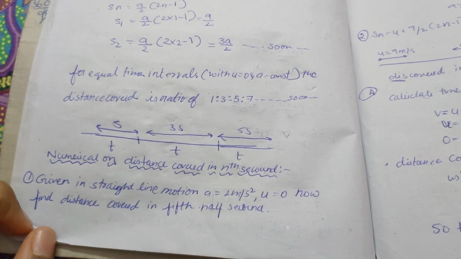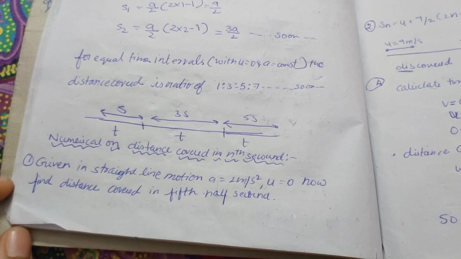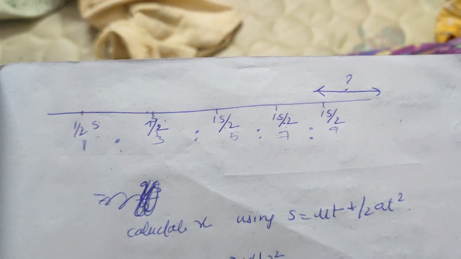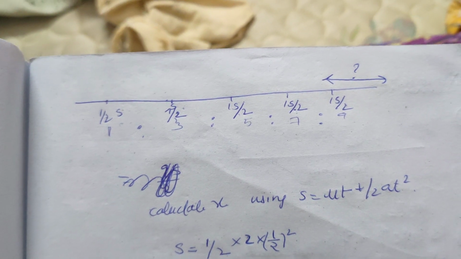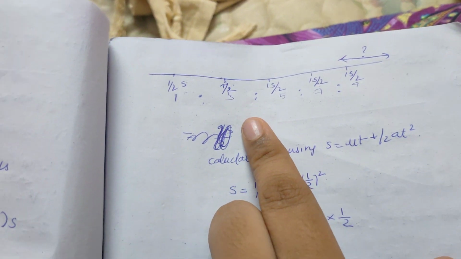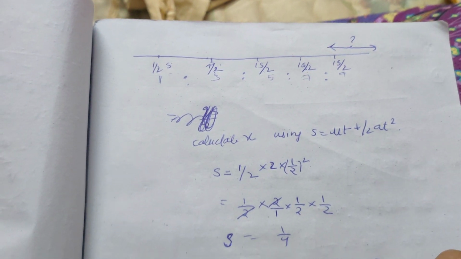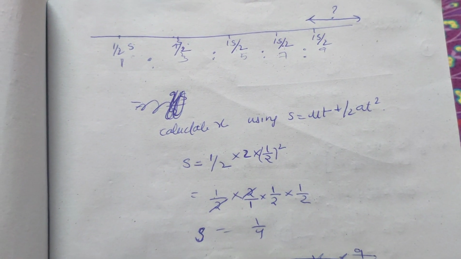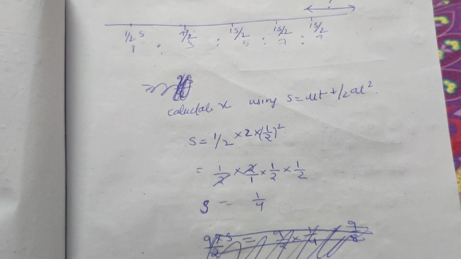Now a numerical on distance covered in the nth second. Given, in a straight line motion, a equal to 2 and u equal to 0. Now find the distance covered in the fifth half second. As we know, the ratio goes like 1:3:5:7:9. Here they said a equal to 2 meter per second square and u equal to 0. Now calculate x using ut plus half at square: s equal to half into 2 into half square. We'll get s equal to 1 by 4.